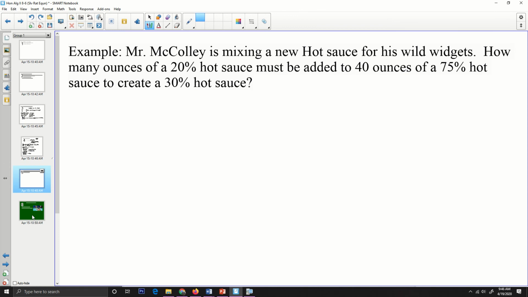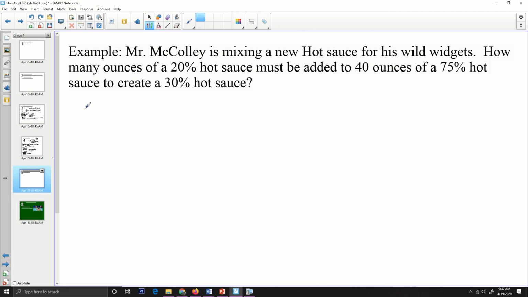Last one, example: Mr. McCulley is mixing a new hot sauce for his wild widgets. How many ounces of a 20% sauce must be added to 40 ounces of a 75% hot sauce to create a 30% hot sauce? Now, there are a number of ways to do mixture problems, and if you have learned a better way in the past, I won't have a problem with you doing it the way that you know how to do it. But since this is a solving rational equations problem, we're going to do it with rational equations.